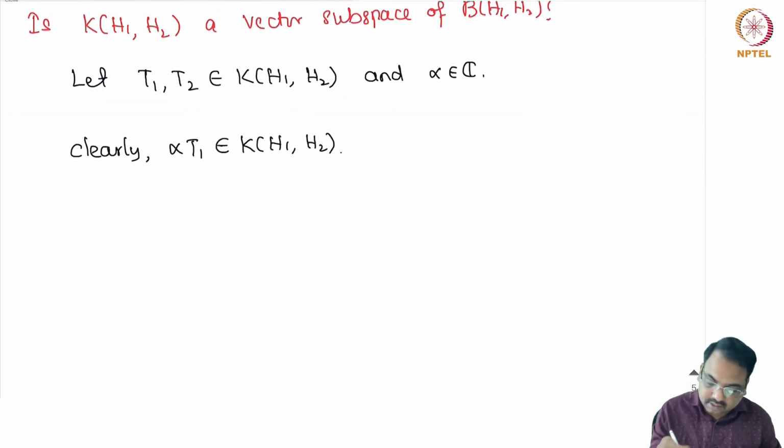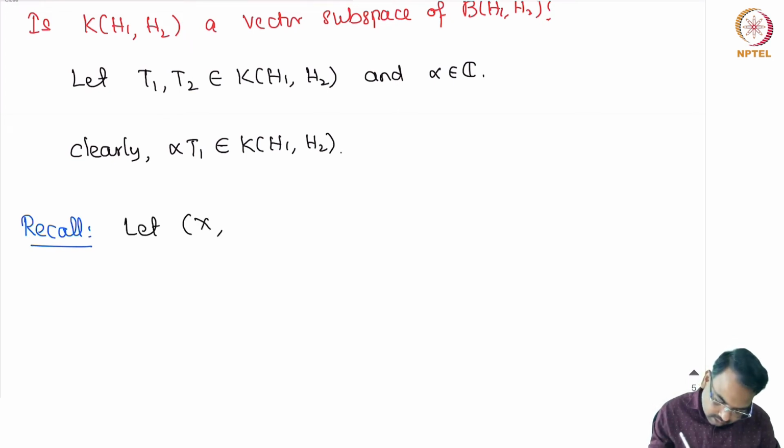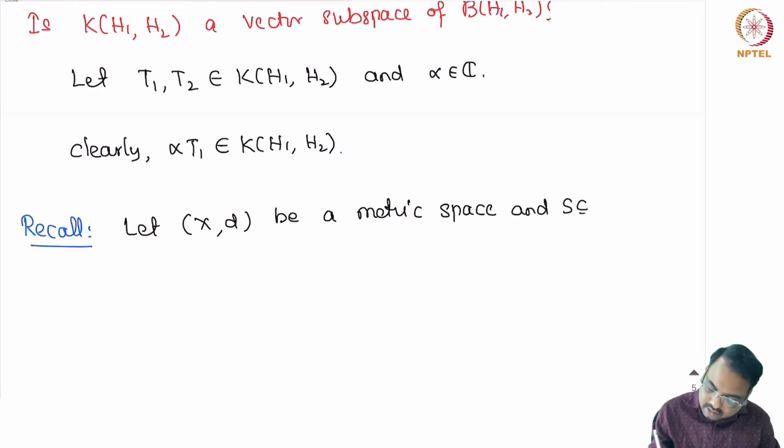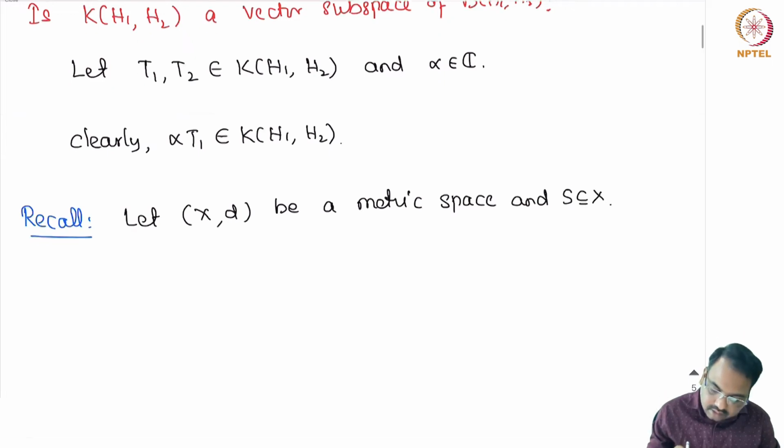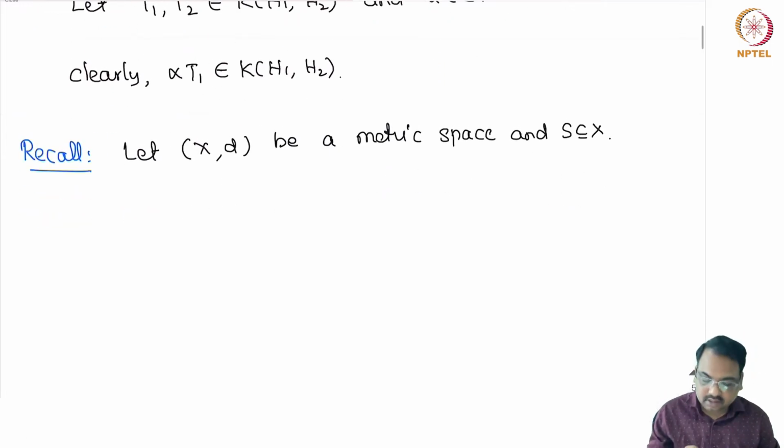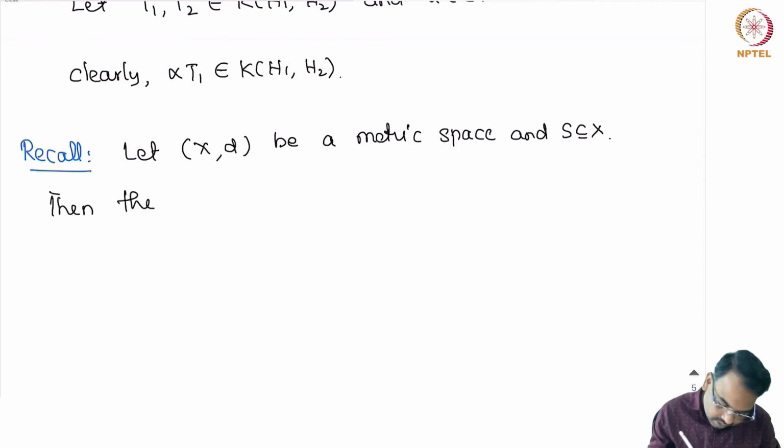compactness instead of using the definition that we have given. Let us recall the following result from metric space theory. Let X be a metric space and S is a subset of X. Then we know the equivalent conditions for S to be compact. Then the following are equivalent.